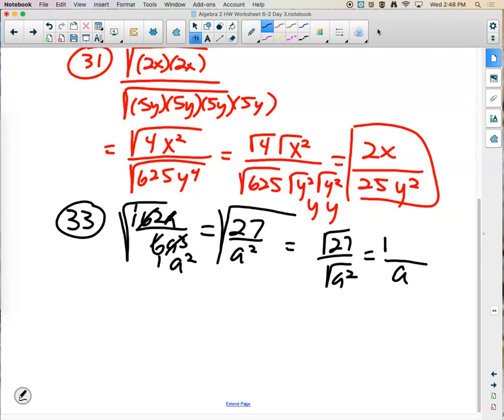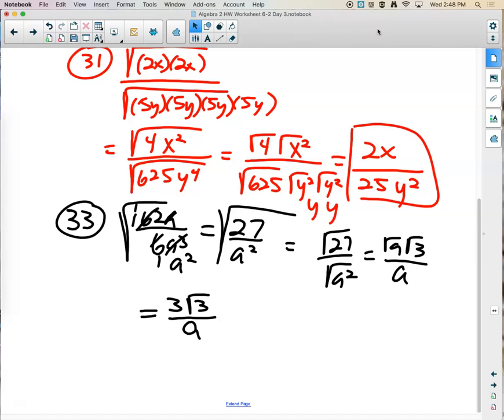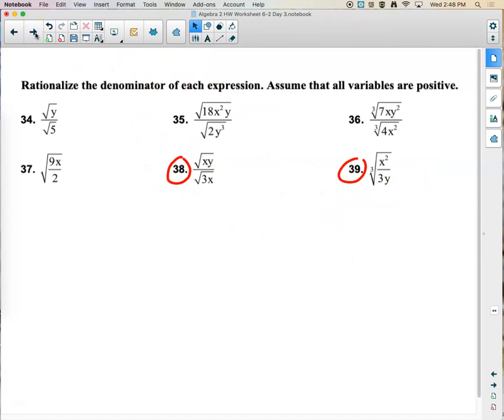The square root of 27, 9 goes into that, and that's one of our perfect squares. So this will be 3 square roots of 3 all over a for number 33. Then the last two are 38 and 39, and those are both good examples to go over.